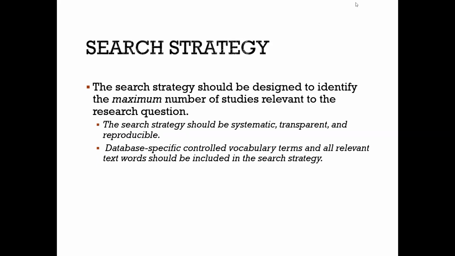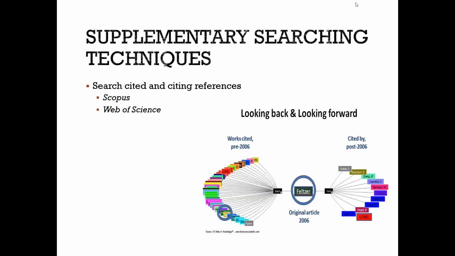Next, search strategies. To identify the maximum number of studies relevant to the research question, the search strategy should be systematic, transparent, and reproducible. Use database-specific controlled vocabulary terms. For example, if you write chronic kidney disease, you have to write chronic kidney disease or CKD. So it should match the vocabulary terms, and all the text words should be included in the search strategies.